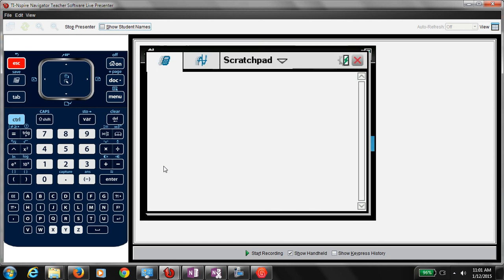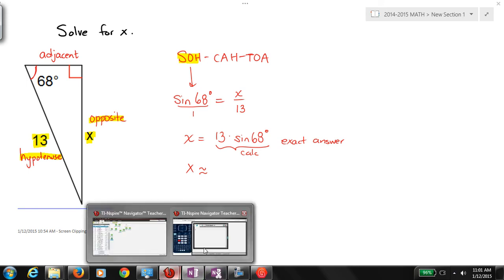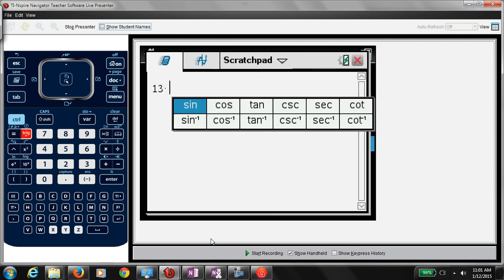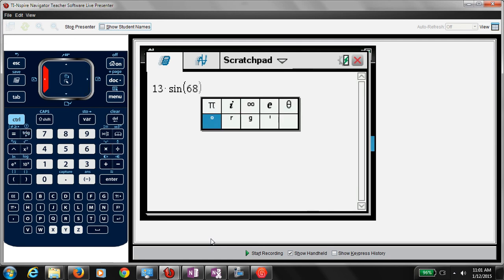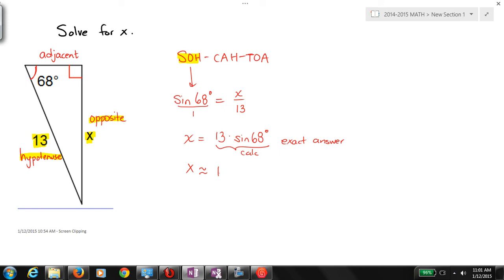So now just type in, what was it, 13 times sine of 68. If you want to put the degree symbol, that's fine. So 12.05, yes. Now, I would, again, put the approximation symbol because it is approximate.